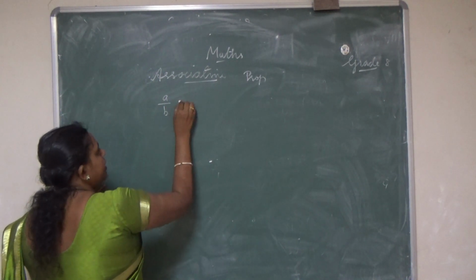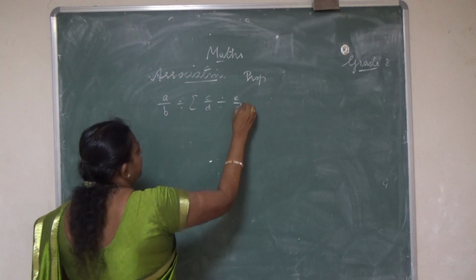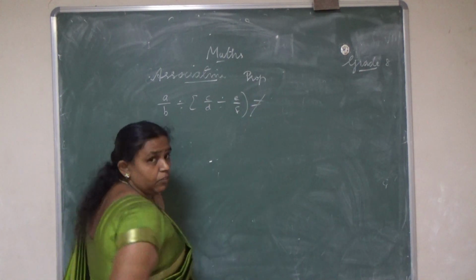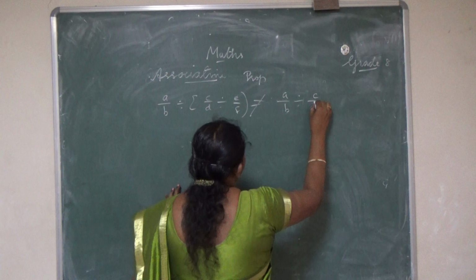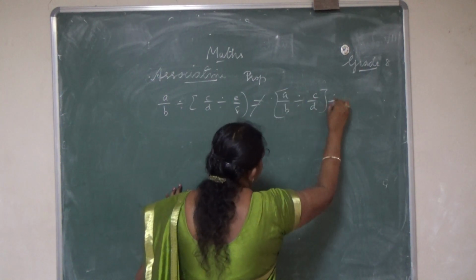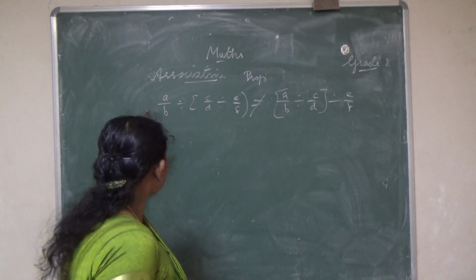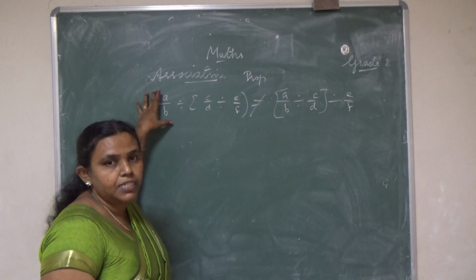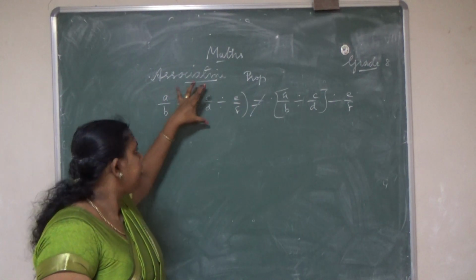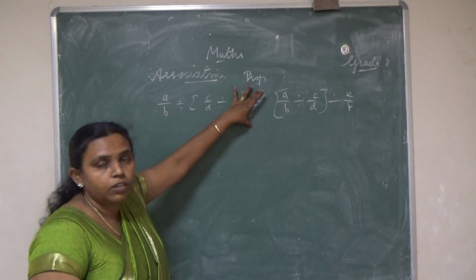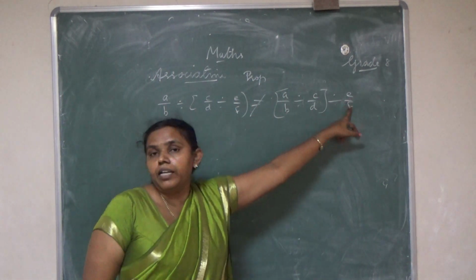A/B ÷ (C/D ÷ E/F) is not equal to (A/B ÷ C/D) ÷ E/F. Okay? Associative property means we need three rational numbers: A/B divided by C/D divided by E/F is not equal to A/B divided by C/D divided by E/F, grouped differently.